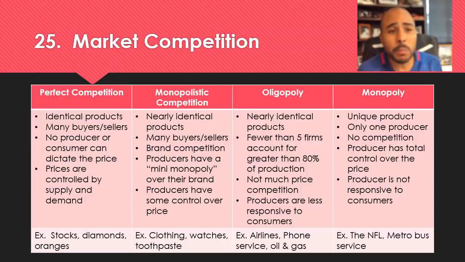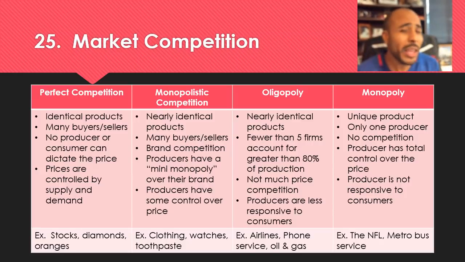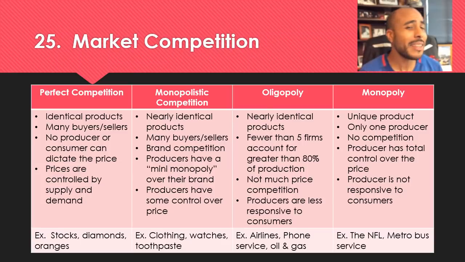With an oligopoly, the products are nearly identical, kind of like in monopolistic competition. But the thing that differentiates an oligopoly is that in this type of competition, there are only about 5 or maybe even fewer than 5 companies that account for more than 80% of the production of that good or service. So that means there's not much in the way of price competition. Basically, they sort of peacefully coexist and they don't compete with each other very much, which means that the producers aren't very responsive to their consumers.